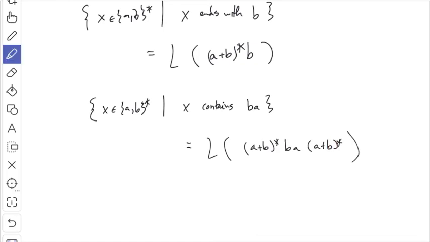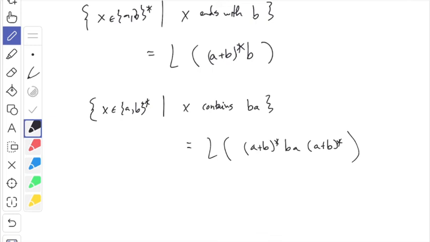All right. We got one more minute, let's just do one more. How about another x in AB star such that x contains exactly 3 A's, and no more than 3 A's.